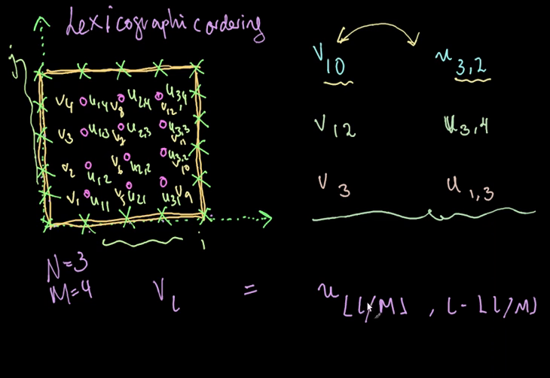Sorry, not the floor value. This should be the ceiling value. The ceil value. So for V10, let's try that out. We have 10 divided by 4, which is equal to 2 point something, and that ceil is 3, so that's right.